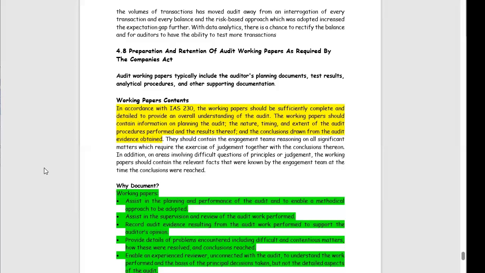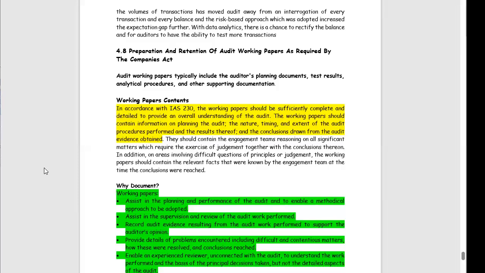One, they should be as complete as possible. Number two, they should be properly indexed.